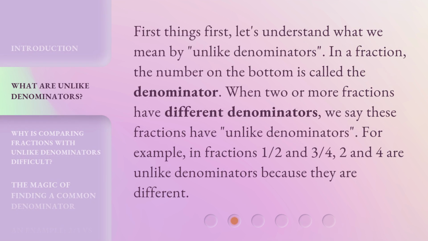First things first, let's understand what we mean by unlike denominators. In a fraction, the number on the bottom is called the denominator. When two or more fractions have different denominators, we say these fractions have unlike denominators. For example, in fractions 1/2 and 3/4, 2 and 4 are unlike denominators because they are different.